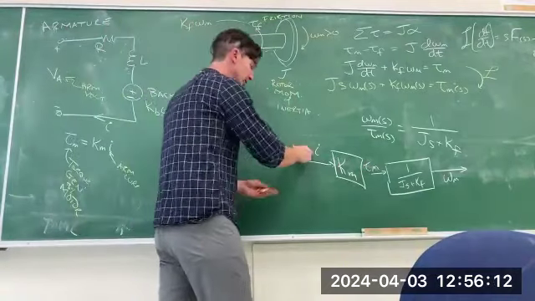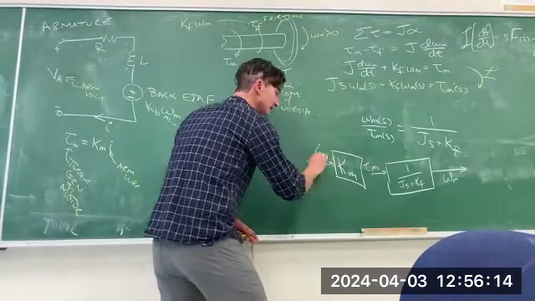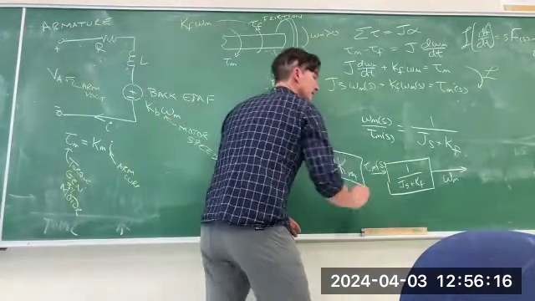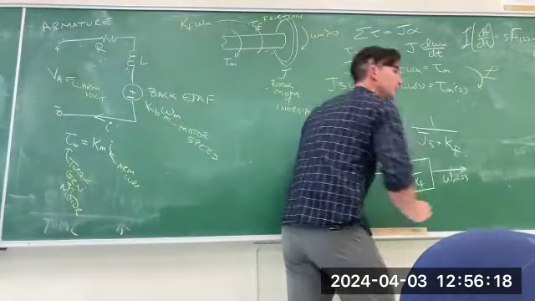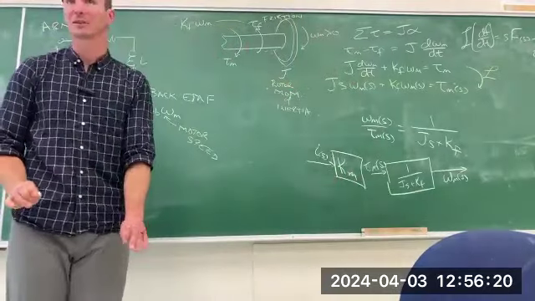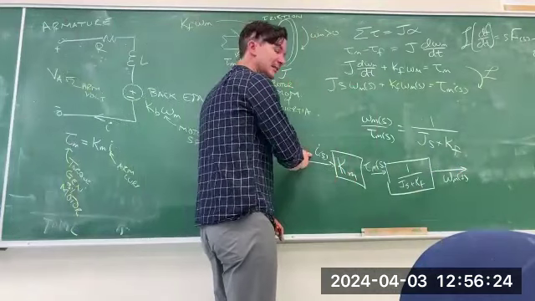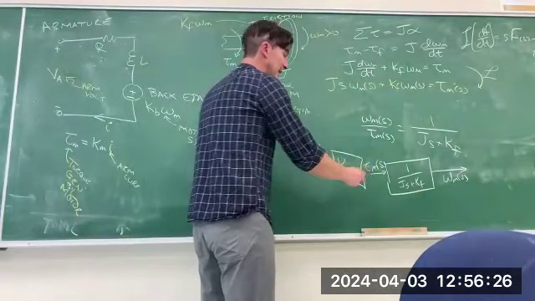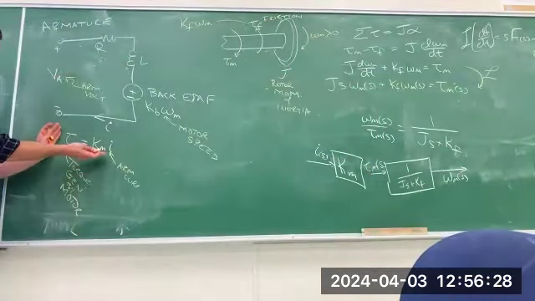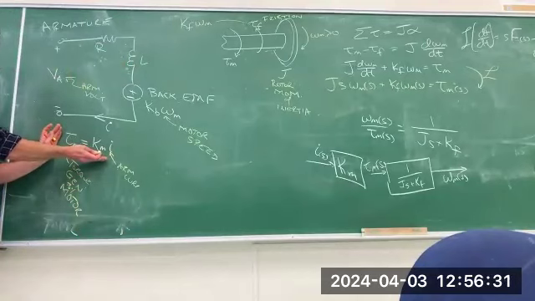So if I multiply input, I should be more specific. This is I of s. This is tau m of s. This is omega m of s. Please don't multiply time functions. That's a big no-no. If I multiply I of s times the motor torque constant, I get tau m of s. That is exactly what would happen if you Laplace transform this equation.